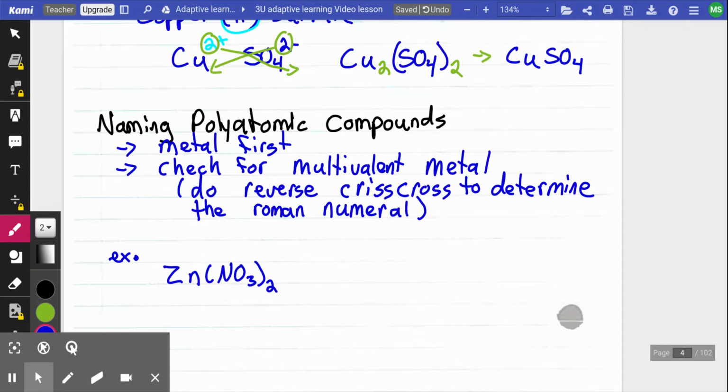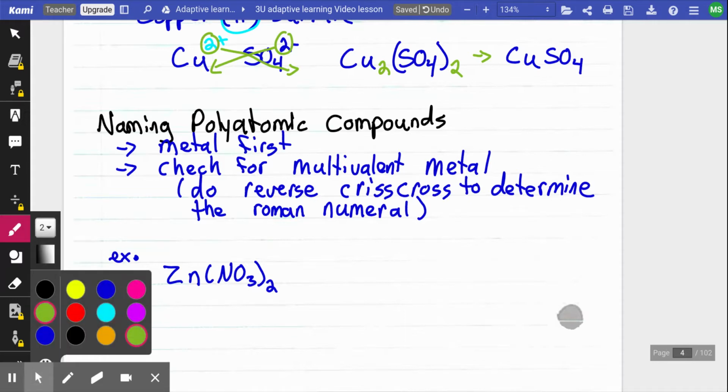So let's do a couple examples where we're going to have a formula with a polyatomic and name it. So just to recap the rule, write the name of the metal first, check for multivalent metal, do a reverse crisscross to determine the Roman numeral, and then just name the polyatomic. So let's take a look.